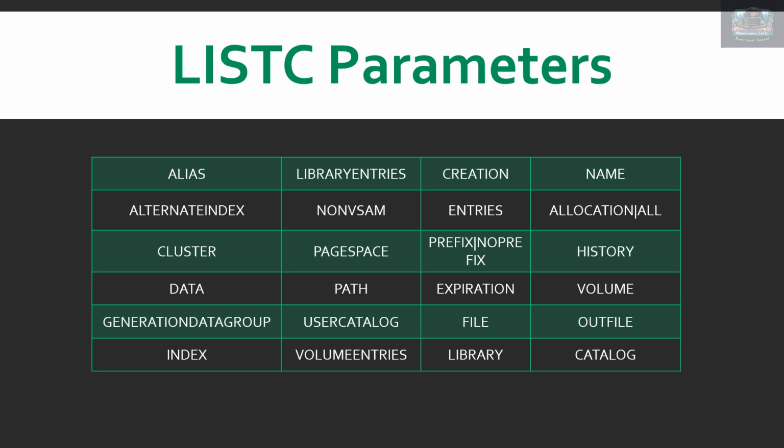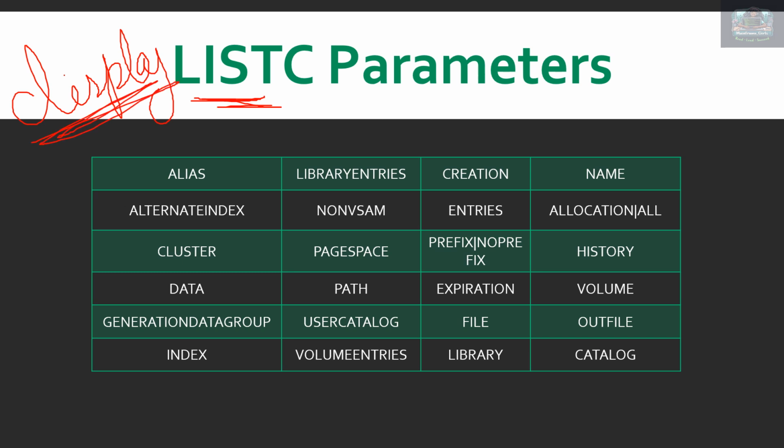As I told you, the word LIST in LISTCAT is just listing the information. It is a display command. Just remember, it's a display command, nothing more than that. So you can run LISTCAT on a dataset anytime. It's not restricted like DEFRAG, which you have to run only when the system is down. You can run this LISTCAT command anytime, anywhere.